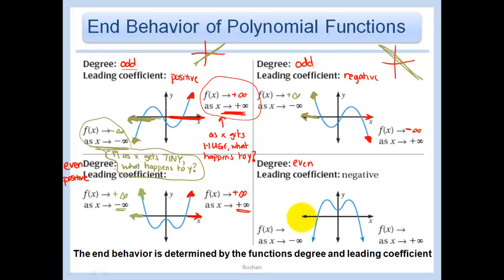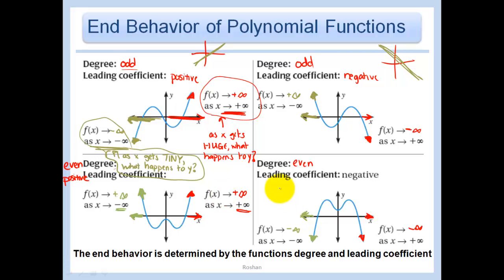Okay, so now let's see. As x gets teeny tiny, if I have a negative leading coefficient, then it goes teeny tiny y. As x gets huge, I get a teeny tiny y also. So you'll see that it's very different if I have odd or even.